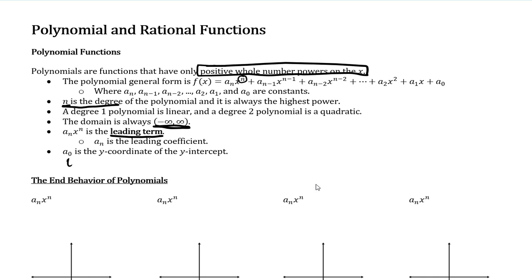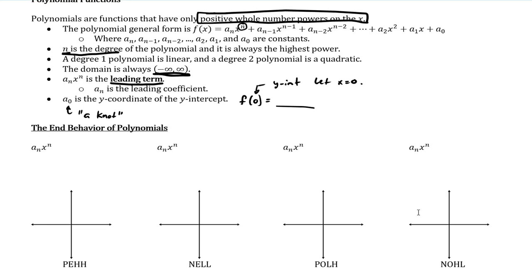The a little 0 there, we call this a naught. Like a shoelace tied poorly gives you a knot, that little 0 kind of looks like a knot, I guess. That is the y-coordinate of the y-intercept. It's found by just plugging in 0 into your function, because that's how you always find the y-intercept. It doesn't matter what the function is. It's just letting x equal 0. So there's a bunch of vocabulary, but the focus for this video is the end behavior.